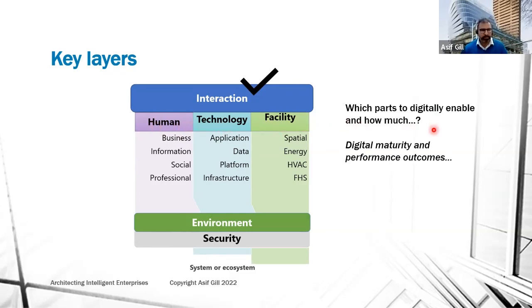So here, these layers will help us to identify which parts to digitally enable and how much. That's where we're looking at the digital maturity and the performance outcome attached to that as well. So really architecture helps us to look at our enterprises and see which parts, and that could be at the layer level, and layers could have underpinning elements as well, and which elements need to be transformed.